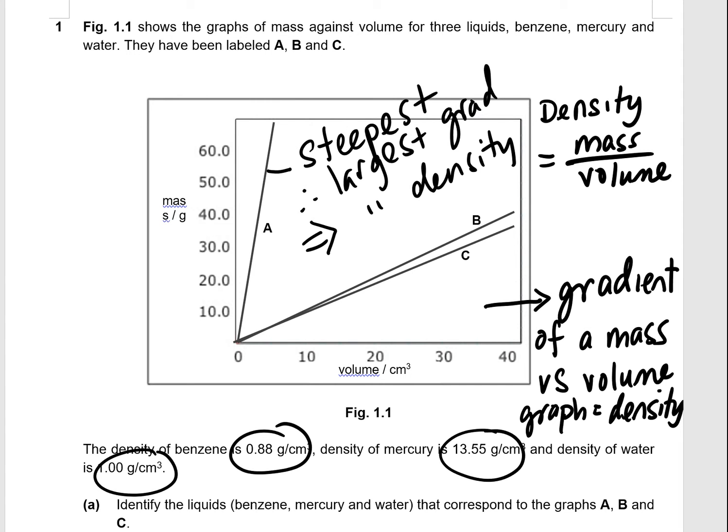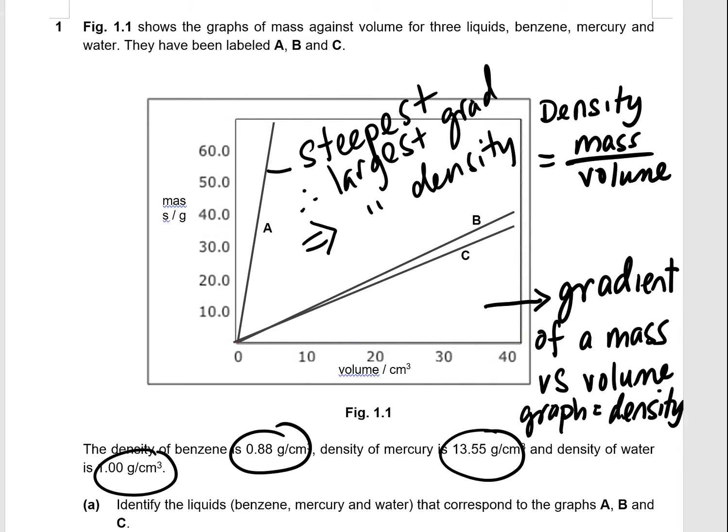Right, to do this question, you need to be able to understand this graph. Now, in this graph, you can see that they are plotting mass against volume, right? So the density is actually the gradient of this graph. Now, why is that so?